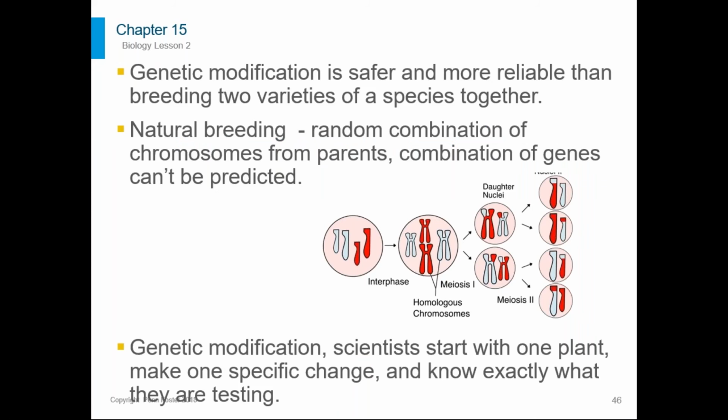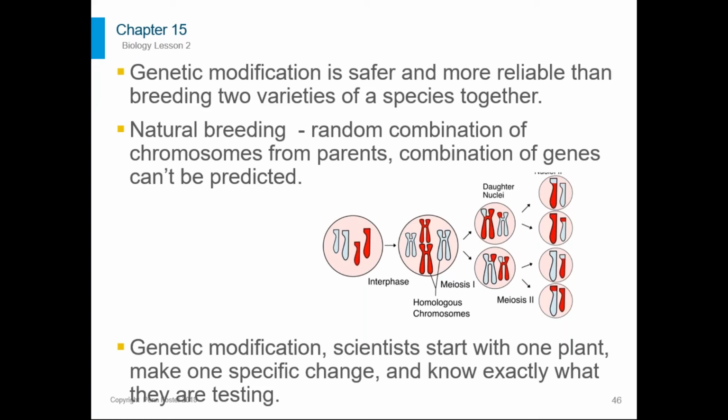Okay, and we're going to talk a little more about whether genetic modification is okay to do. As I mentioned before, it's actually safer and more reliable than just breeding two different varieties of a species together. We talked about how selective breeding is choosing certain individuals of a species to breed together, and how over thousands of years we've made enormous changes to both plants and animals just through selective breeding. Over a long time scale, that's definitely successful, but it takes a long time and it involves a lot of breeding where you don't get what you want.